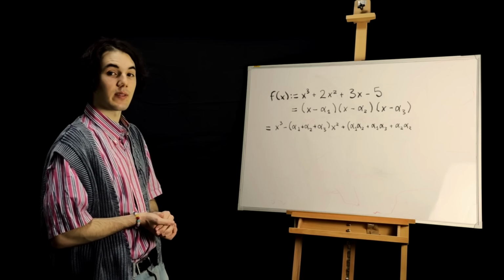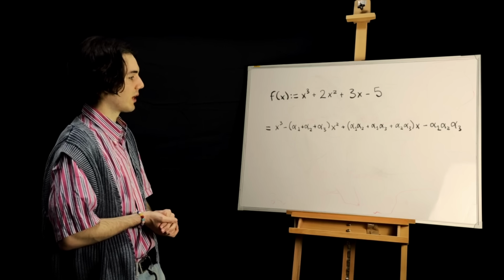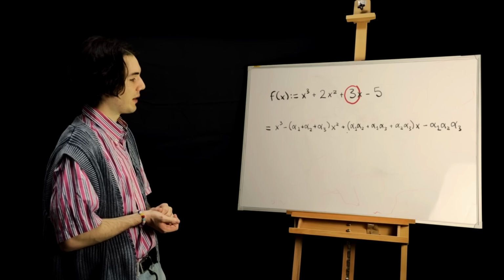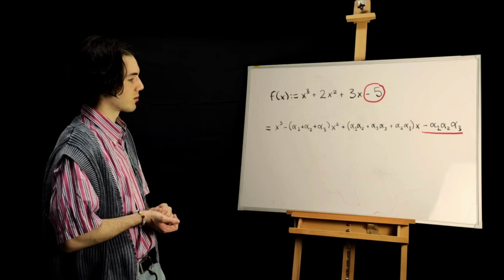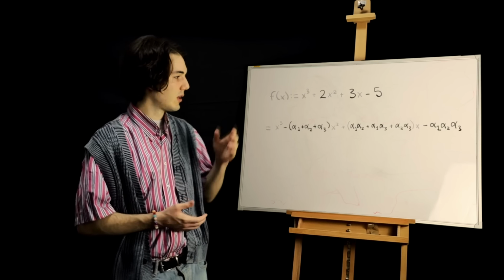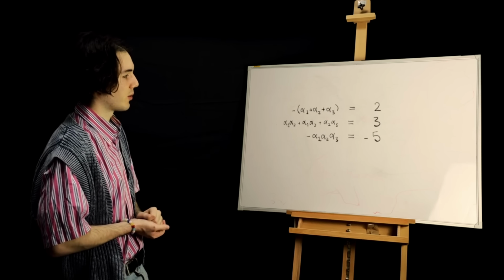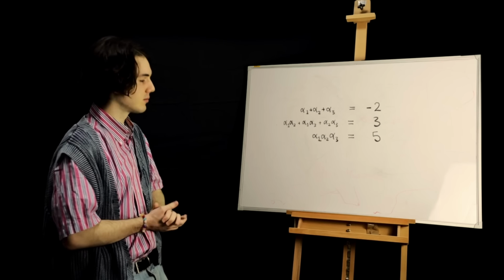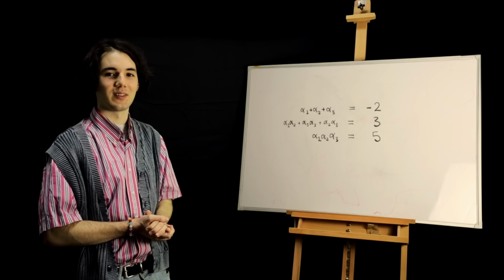And when we expand this out, we get an expression in which the coefficients of our polynomial are now expressed in terms of its roots. To make this correspondence more explicit, let's write it out as a system of equations, and let's move the minus signs to the other side, because that's a little bit more pleasant.